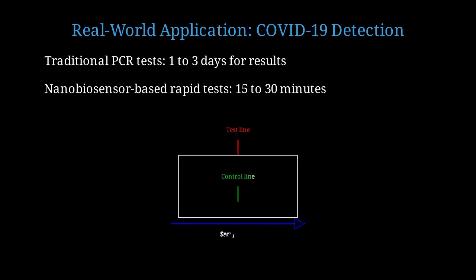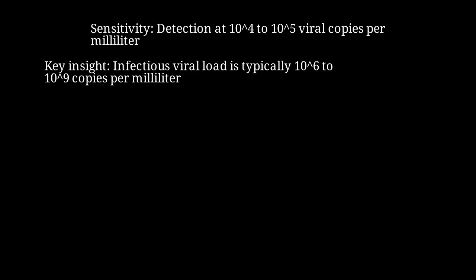The test uses gold nanoparticles conjugated to anti-SARS-CoV-2 antibodies. When viral proteins are present, they bind to the antibodies and the gold nanoparticles accumulate at the test line, creating a visible red color. These tests can detect 10,000 to 100,000 viral copies per milliliter. While less sensitive than PCR, they're sufficient for detecting infectious individuals. The key insight is that infectious individuals typically have viral loads of 1 million to 1 billion copies per milliliter, well above the detection limit.